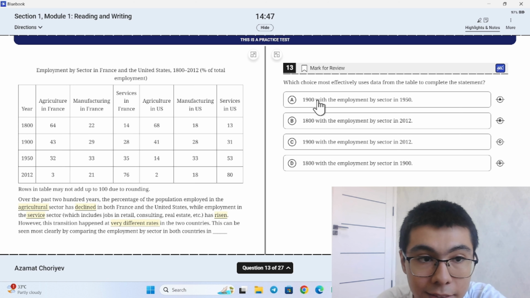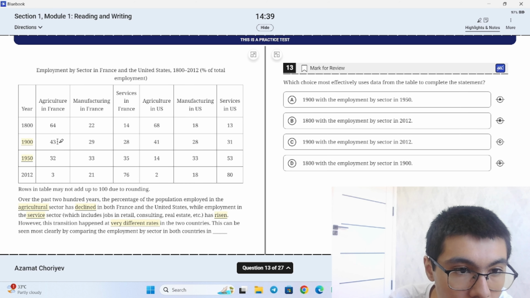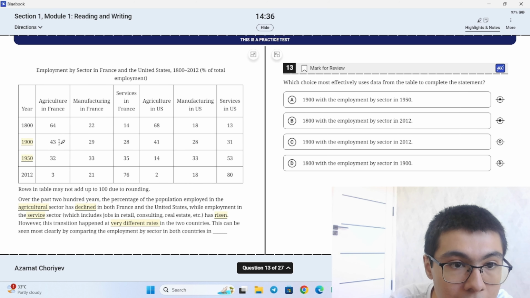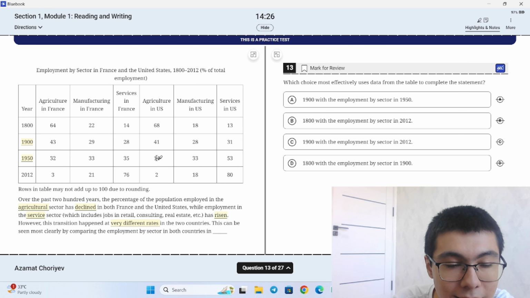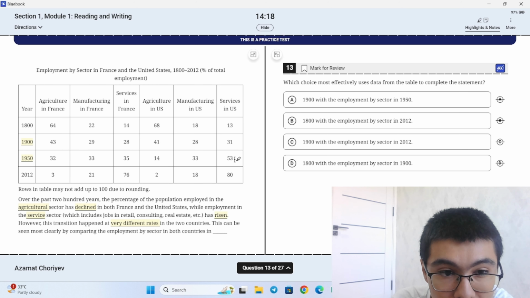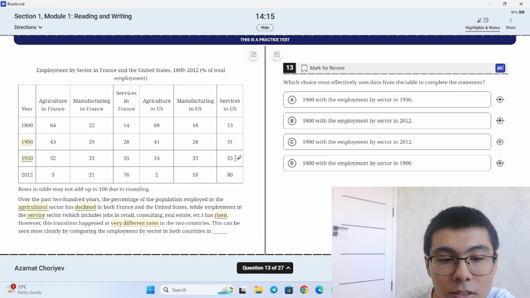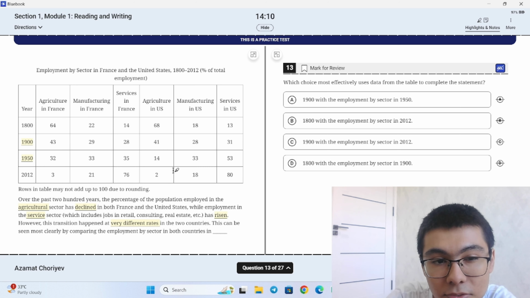Okay, so A, 1900 with 1950. Agriculture has to decline. We don't care about manufacturing, by the way. It has to decline in both France and US, from 43 to 32, from 41 to 14. That's a different rate, I guess. Service from 28 to 35, from 31 to 53. I guess that's also a different rate. Yeah, different rates.